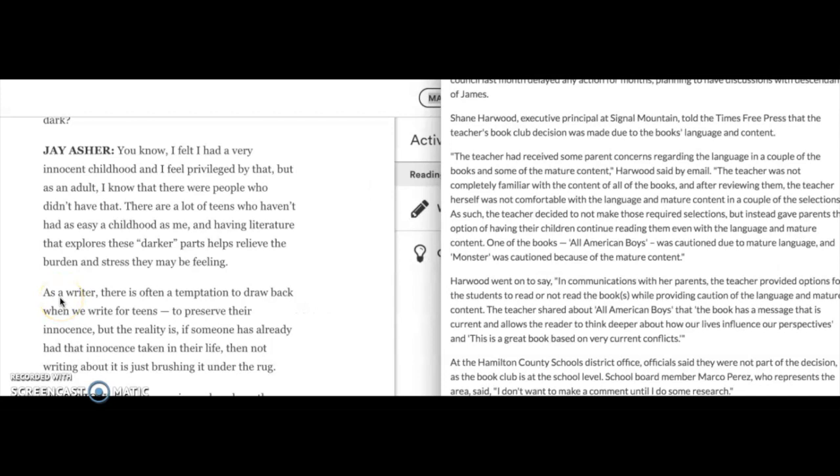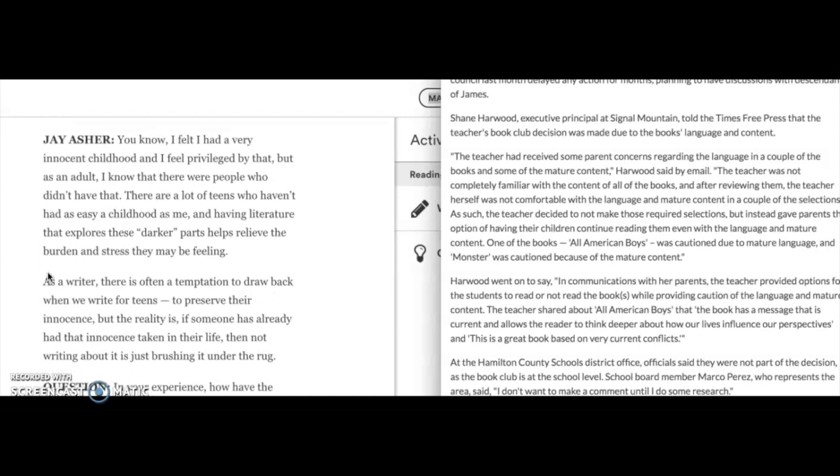Consider the differing opinions here. This is where we talk about tone and bias. Jay Asher says, "I had a very innocent childhood and I feel very privileged by that. But as an adult, I know that there were people who didn't have that. There were lots of teens who hadn't had as easy of a childhood as me, and having literature that explores these darker parts helps relieve the burden and stress they may be feeling. As a writer, there is often a temptation to draw back when we write for teens to preserve their innocence. But the reality is, if someone has already had that innocence taken in their life, then not writing about it is just brushing it under the rug."